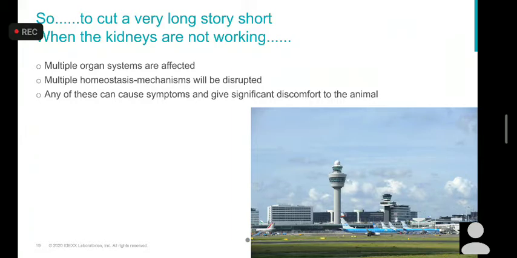Even if you may just detect one thing initially, please remember that there are so many other things that are being disrupted here. And any of these systems or parts of the renal function that's not working can give significant discomfort. It's not just about the filtration rate. It's even a lot more about it than the filtration rate.